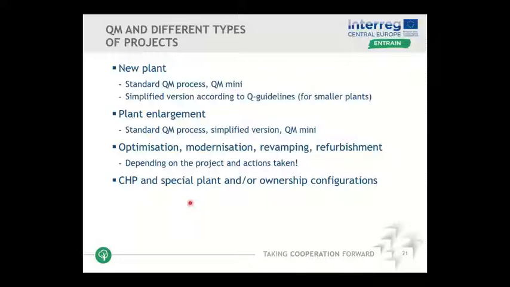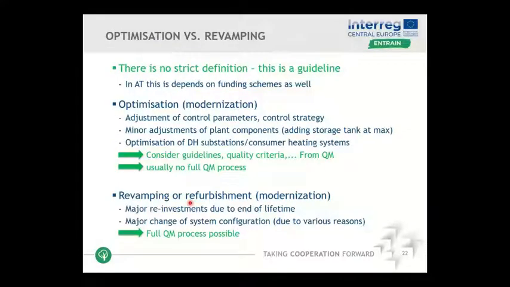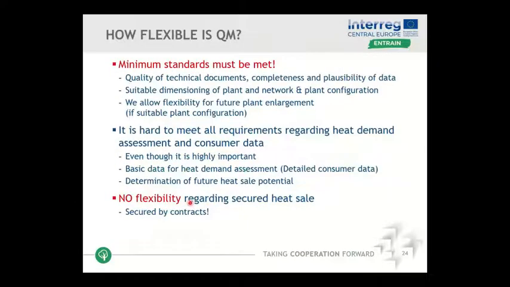And we have some special plant configurations. I will talk about that in our last presentation. This is just to show you, I don't go into detail here. There's a difference between optimization and revamping. This is a guideline how you can handle that, how you can see that. This differs a little bit. It depends on the funding organization, on the funding process sometimes, how you see that, but usually refurbishment, revamping is a complete modernization of the plant, while optimization is something continuously ongoing, and this is just more or less minor adjustments of the plant.